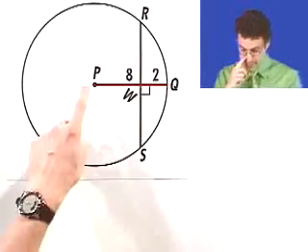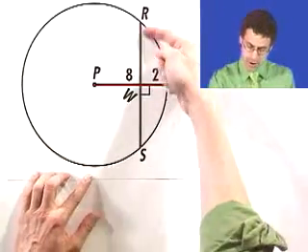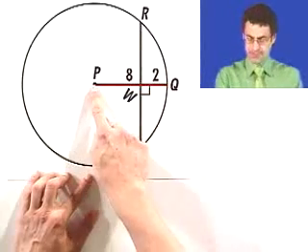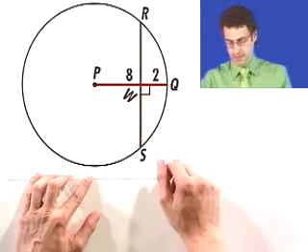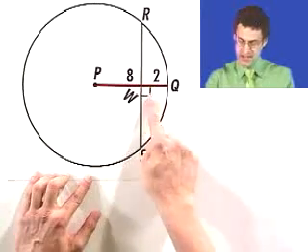Okay, hey, now I want to show you a really, really cool one. Let's take a look. So here I've got a circle centered at P, and I'm given this chord, RS. I'm given this radius, PQ. I'm actually told that they intersect at a right angle.